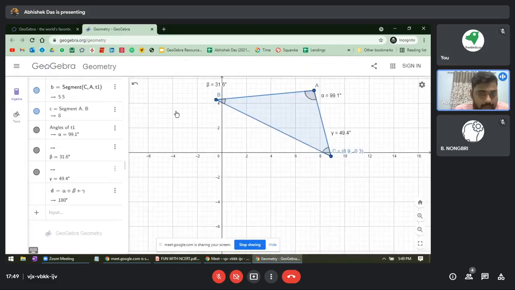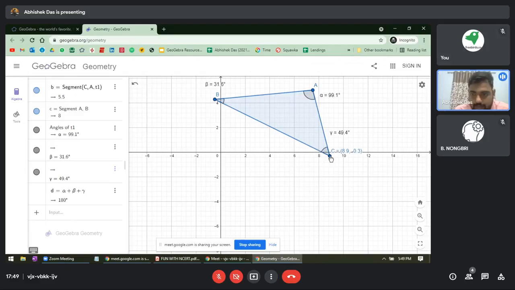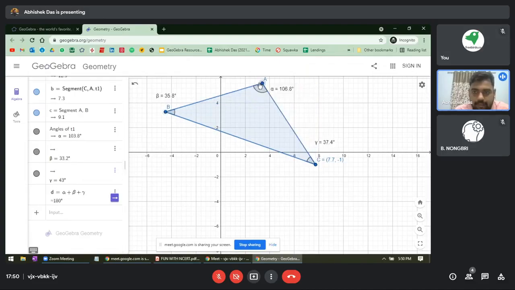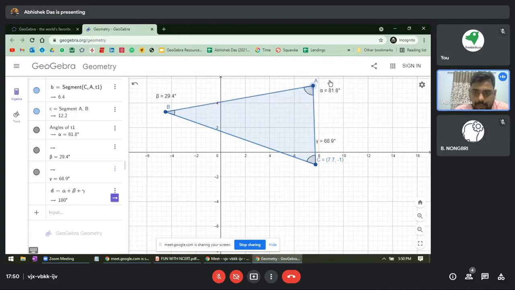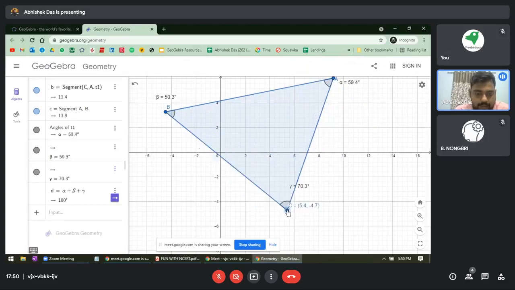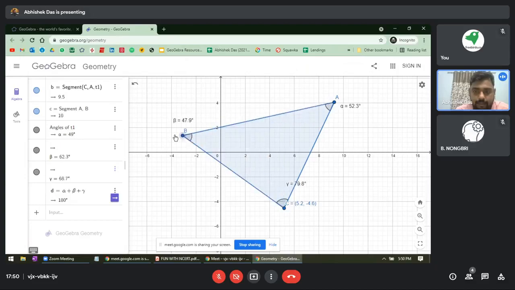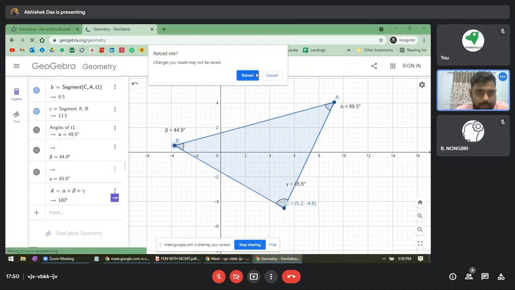But will it remain 180 degrees for all types of triangle? Let's just see. As you can see, I am just changing the point out here and moving the point. The angles are changing, but alpha plus beta plus gamma still remains as 180 degrees. Okay. So it can be said that the sum of the interior angles of a triangle is equal to 180 degrees. Right? Simple, right? Let me refresh this again.